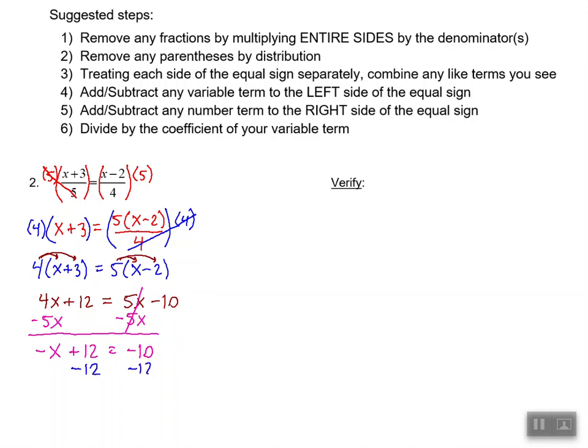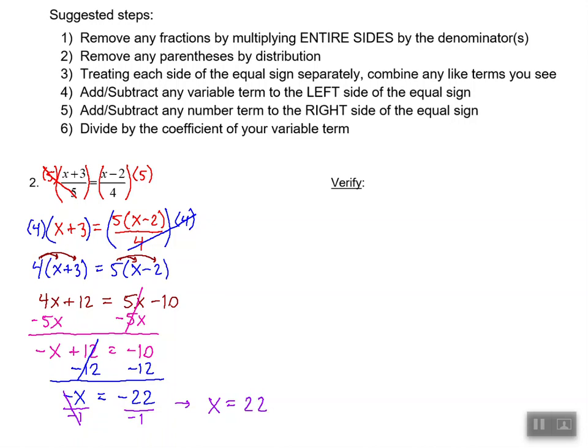We should have had plenty of practice with this so far. A positive 12, take away 12, cancels out to 0. I've got negative x, equal sign, negative 22. One more step. I have to get rid of this coefficient, and right now there's a negative 1. So I'm going to divide by negative 1, divide by negative 1, cancel that away, and I have finished. X equals 22.